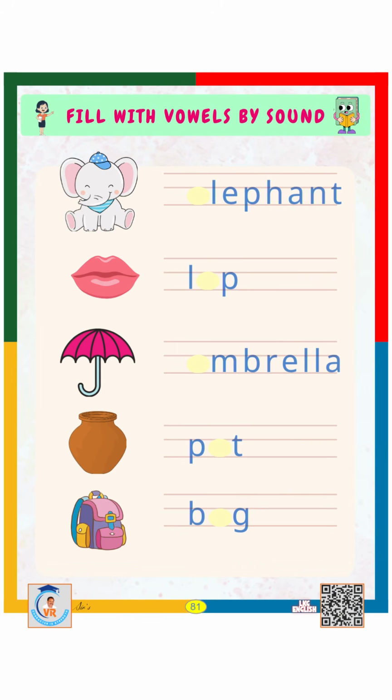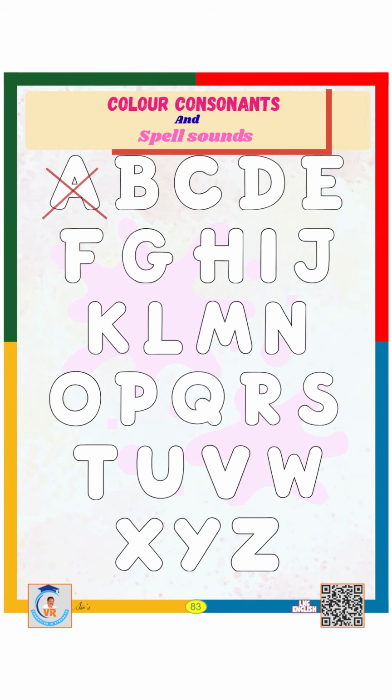Look, elephant, starting with sound E, writing with letter E. Lip, I sound, filling with I. Pot, O sound with O. Bag, A sound with A.